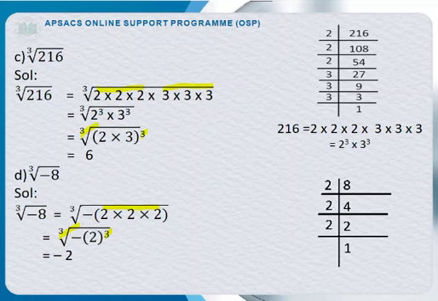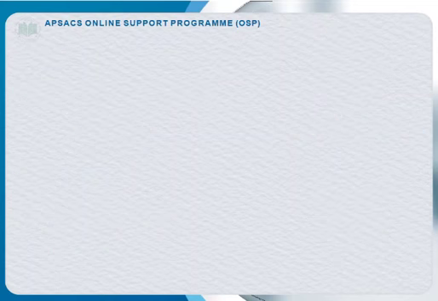In bracket I have written 2 into 2 into 2. Now it will become a pair of 3 numbers. So I can write it as 2 to the power 3. Now this cube will cancel out this cube root and our final answer will be minus 2.